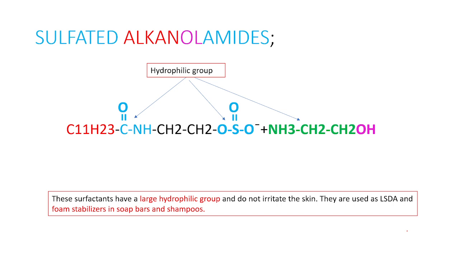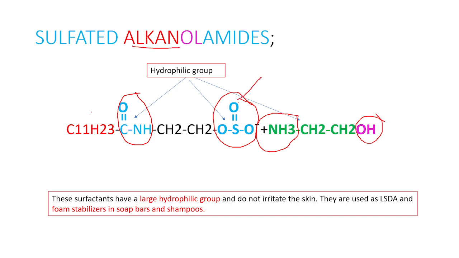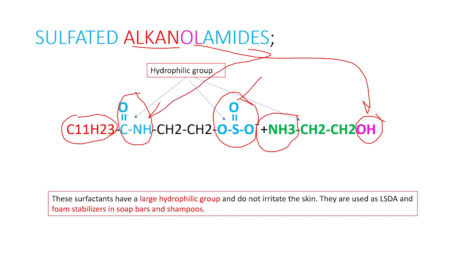Next one is sulfated alkanol amides. This is also hydrophilic in nature. Why is it hydrophilic? Because of the presence of hydrophilic groups. The amide is also a hydrophilic group. Next is this positively charged amine group along with alcohol groups. Sulfated means it contains a sulfur-containing sulfate group. Alkanol: the alkane group, and OL is the alcohol group. Next, the amide group is there. We can call this sulfated alkanol amides.